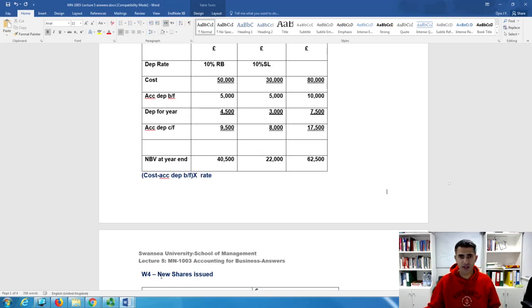Right, look, let's do it together. So that's 50,000, the cost, which doesn't need a calculator really. So 50,000 pounds minus 5,000 pounds, the accumulated depreciation, equals 45,000. So 45,000 times 10% equals 4,500 pounds. So here we go, and that's 4,500 pounds. This is the depreciation for this year.